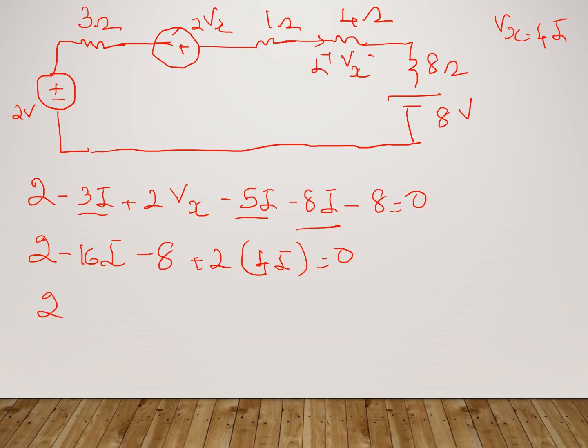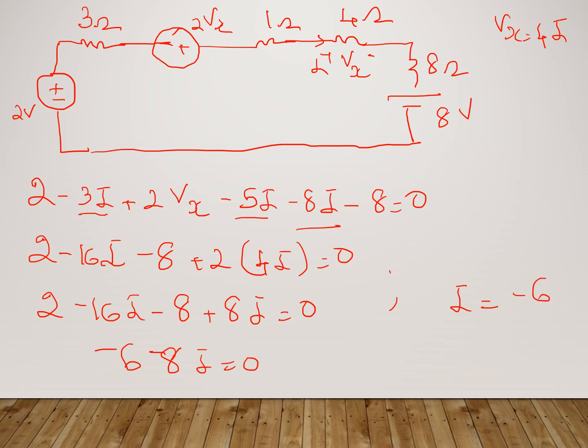Or I get it as 2 minus 16I minus 8 plus 8I is equal to 0. Or this is minus 6, and minus 16 plus 8 is minus 8I is equal to 0. Or we get it as I is equal to minus 6 by 8. Right? Minus 6 is equal to 8I, or I is minus of 6 by 2 is 3, 8 by 2 is 4, minus 3 by 4, or minus 0.75 ampere. So I is this much.